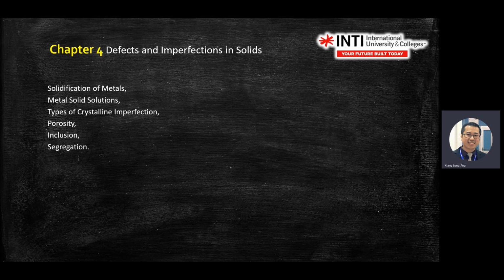Okay, chapter 4, we look at defects and imperfections in solids. So we'll look at solidification of metals. We'll look at imperfections, we call them defects. Then we go to porosity and segregation.